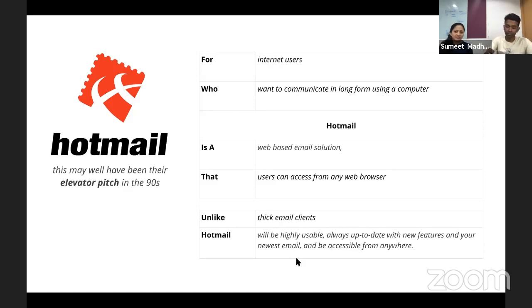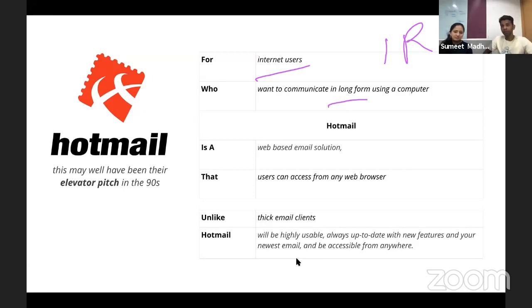For all internet users who wanted to communicate in long form. And long form is important here because there was short form communication, which was pretty good. It was called Internet Relay Chat, IRC. And of course, it's not as good as, let's say, WhatsApp, but it was good enough for those days. So this was for people who wanted to communicate in long form.